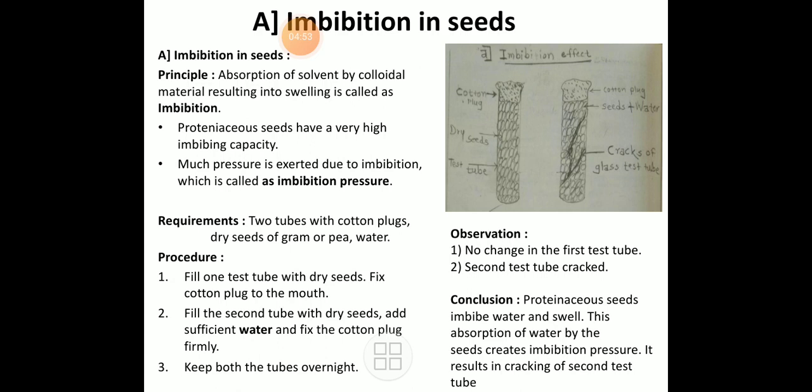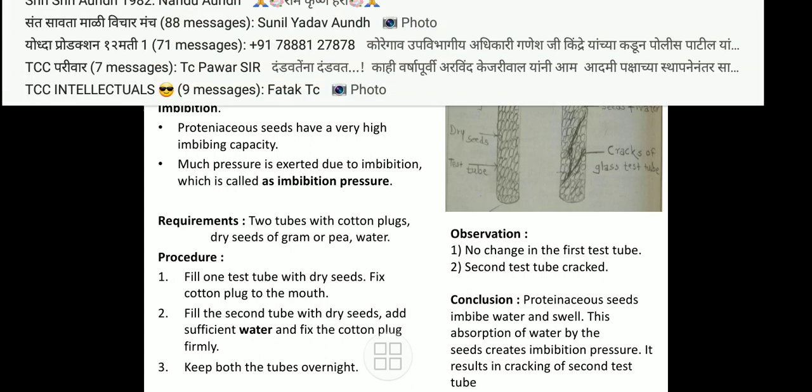Why do we have to use the cotton plug? We know that when we add water, the seeds respire, the respiration process. And the colloidal material, the proteinaceous material present in the seed, absorbs the added water in the second test tube. We first fill the test tube with dry seeds, then add a sufficient amount of water, and then close the mouth with the cotton plug.